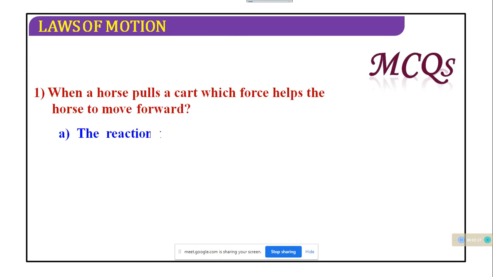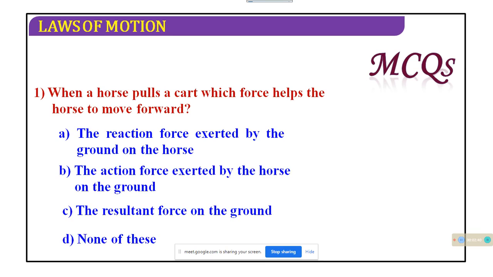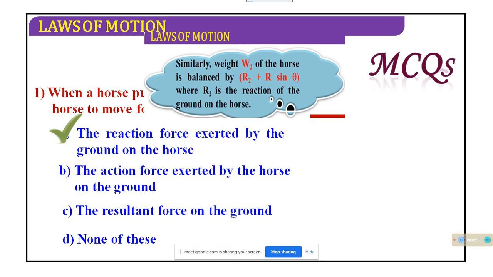MCQ. When a horse pulls a cart, which force helps the horse to move forward? The reaction force exerted by the ground on the horse.